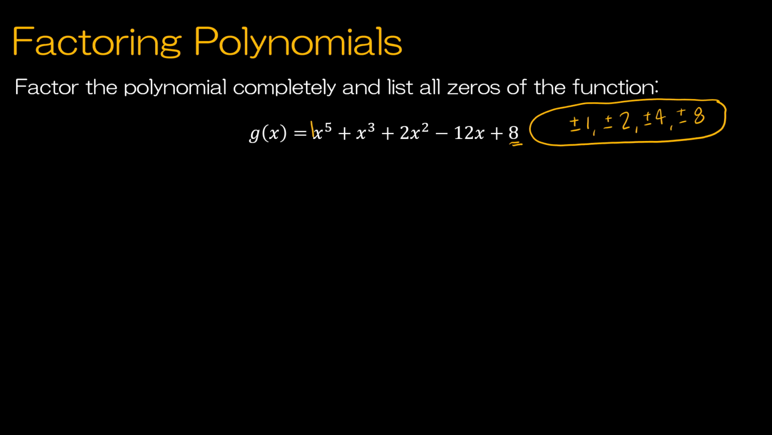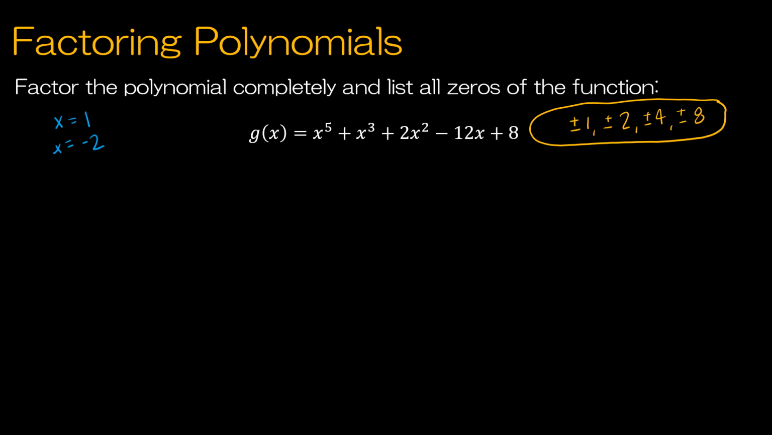And off camera, I just used Desmos to plug those in to determine some of the zeros. So again, you would use this function in Desmos, and then you would simply say g of 1, and it would find the answer for you, g of negative 1, and so forth. In doing that, I found that x equals 1 is a 0, and x equals negative 2 is a 0. So let's start with those and see what happens from there.